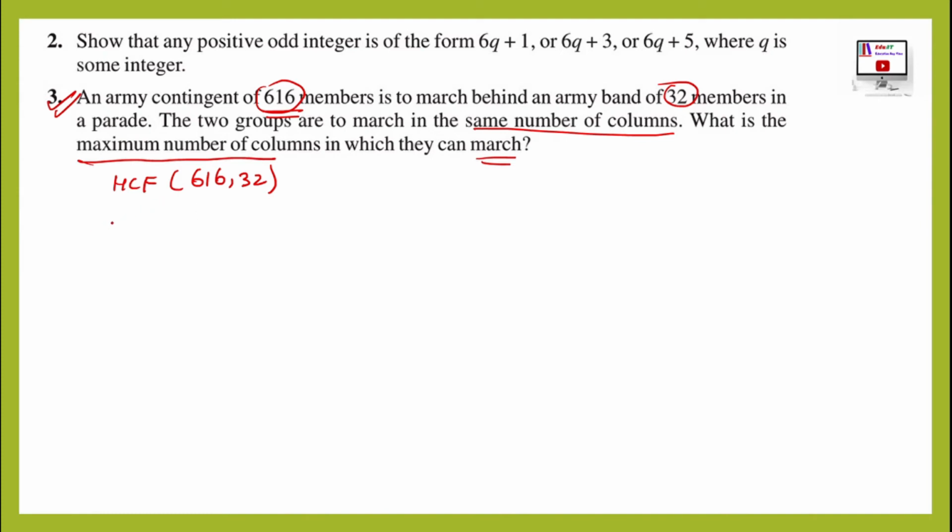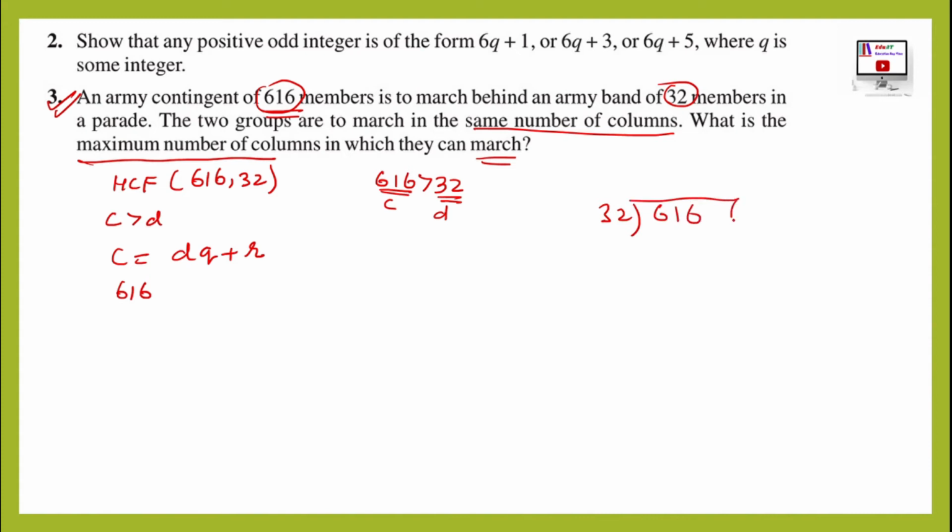So let C and D be two numbers such that C is greater than D. In this case, 616 is greater than 32, so this will be C and 32 will be D. So C can be written in terms of D as C = DQ + R. So for 616, using the long division method, let us write it down and see how it divides. So we have to divide 616 by 32.